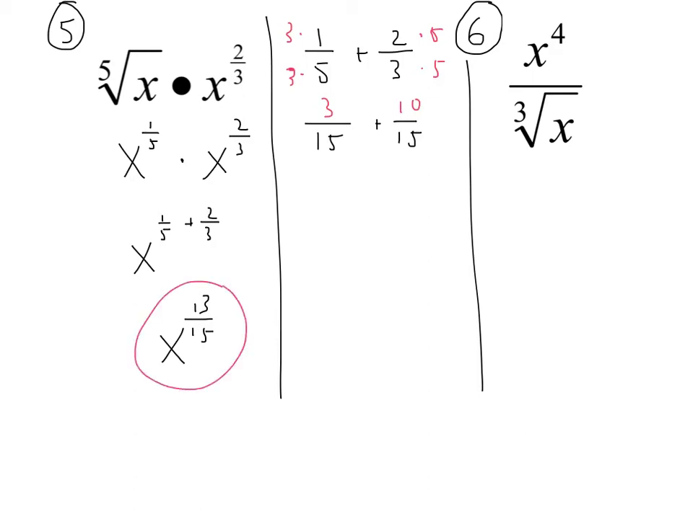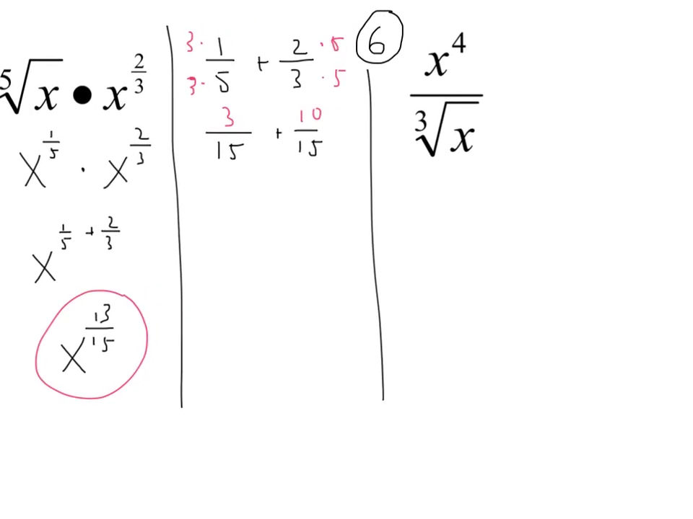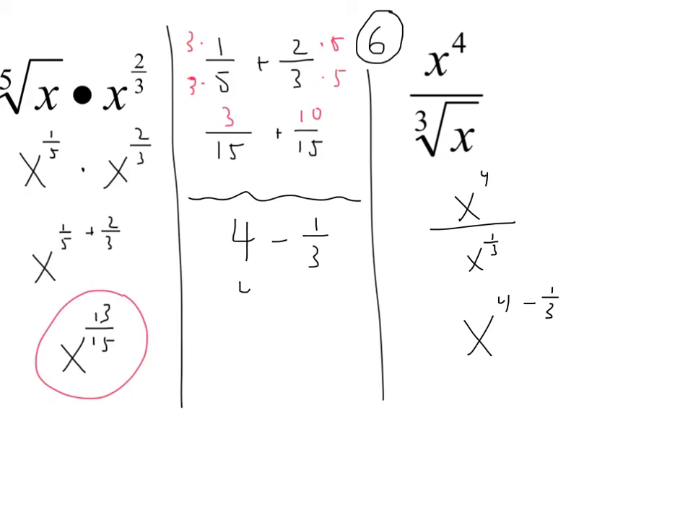Alright, the second one. x to the 4th divided by the cube root of x. Well, this is the same thing as saying x to the 4th divided by x to the 1/3. And this is the same thing as x to the 4 minus 1/3. So let's subtract those exponents. Let's do the subtraction over here. 4 minus 1/3. Well, that's the same thing as 4 over 1 minus 1/3. And to get a common denominator, let's stick with 3. So the second one doesn't need to change.